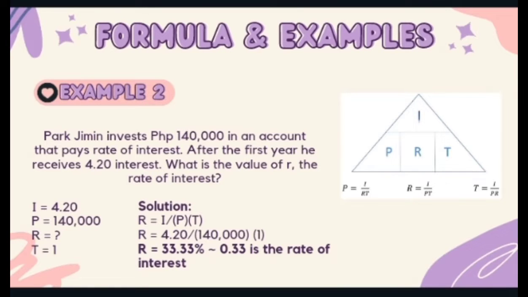Now, the solution is R is equals to I over P and T. So, R is equals to 4.20 over 140,000 and 1. And to solve this problem, you need to multiply the 140,000 to 1. And you will divide it to 4.20 and you will get the answer 33.33%, and we're gonna convert it to 100. Divide it to 100 and we'll get 0.33, and that's the rate of the interest.